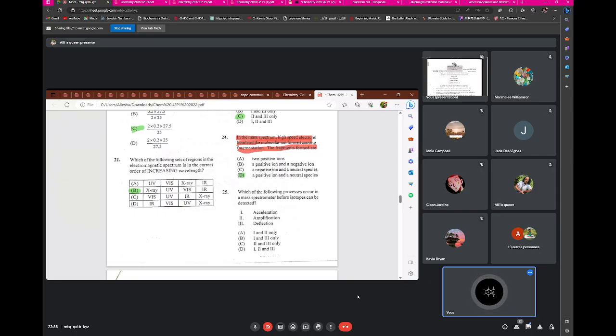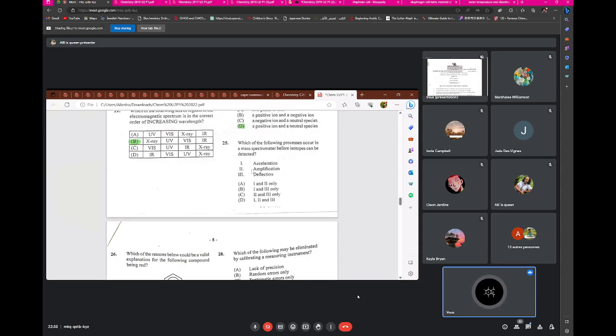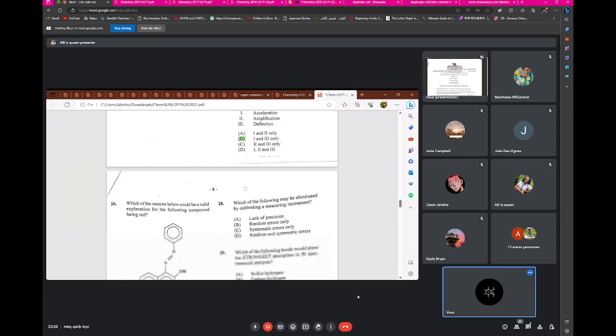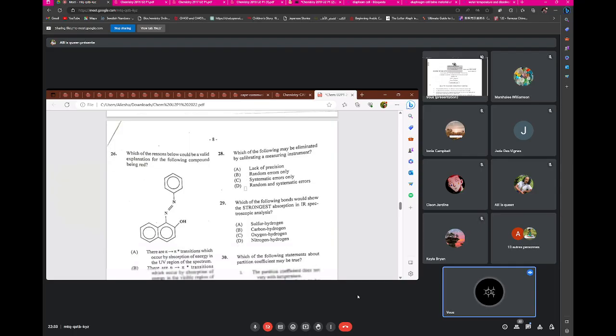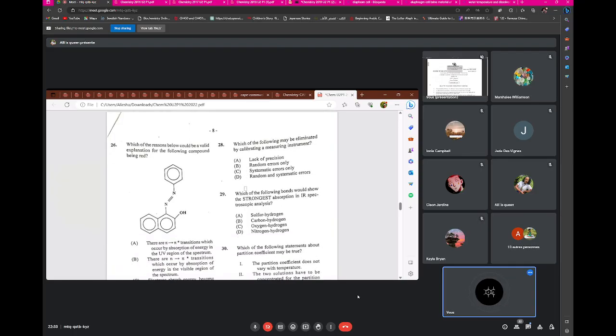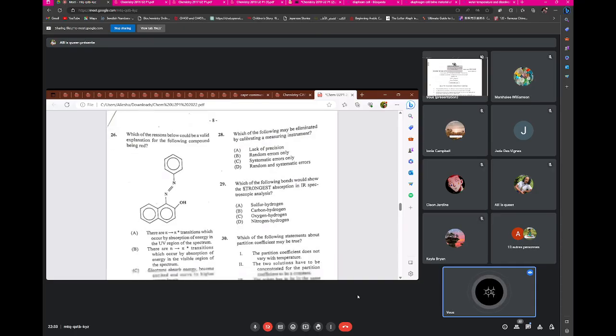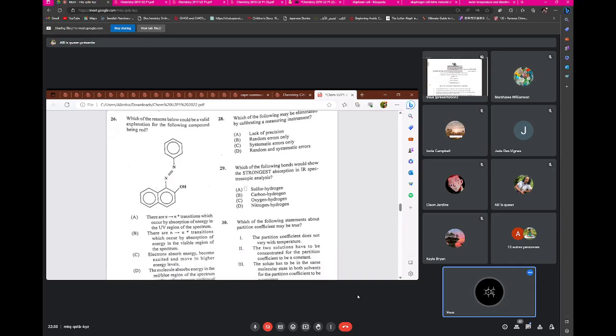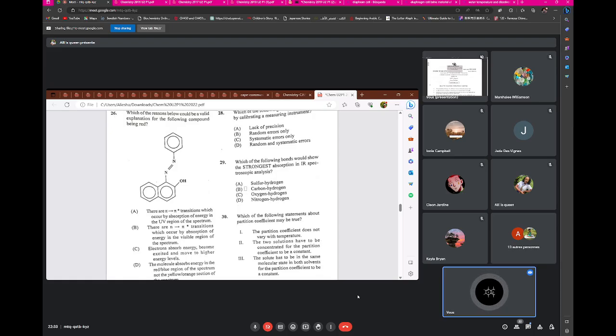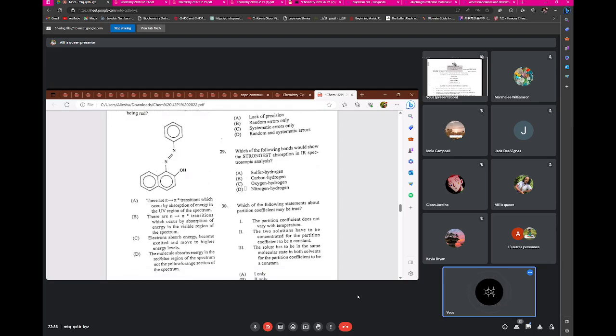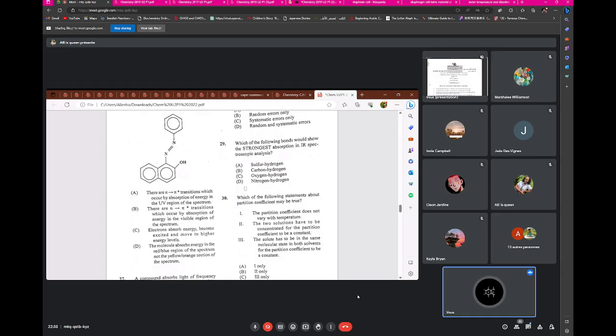Which of the following processes occur in the... we saw this already, 1 and 3, right? Okay. Now we look at this nice piece of molecule here. Which of the following reasons below would be a valid explanation for the compound being red? Oh, you guys know all of this already. This is Unit 1 stuff. Why would it give off that color?